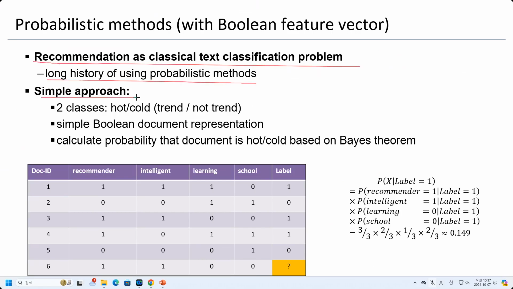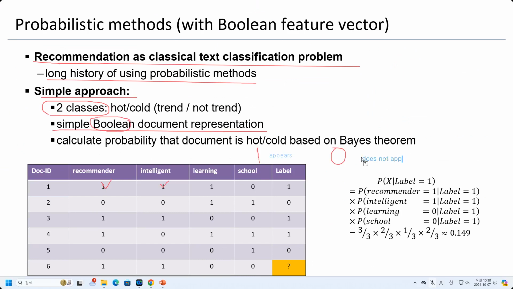The simple approach is we can make two classes. Two classes means whether it is trend or not, hot or cold, or relevant or not relevant. And we can make a simple Boolean document representation. Simple Boolean means whether this word appears or not. If it is one, this word appears. If it is zero, then the word does not appear.